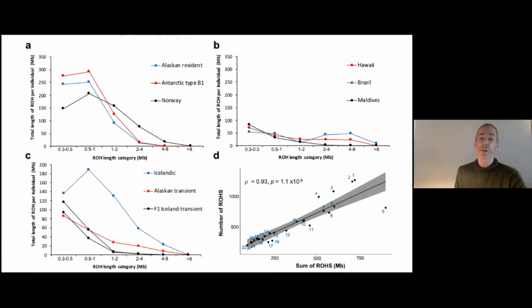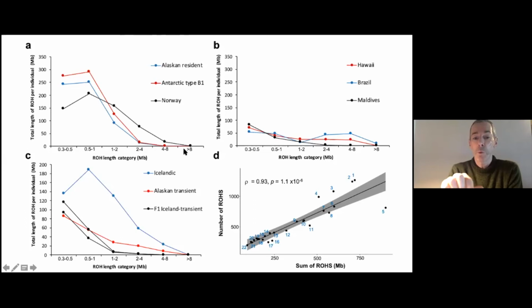Now, we also see that we talked about runs of homozygosity earlier with the stickleback. Here we're looking at runs of homozygosity in these killer whales, and we see the same pattern here. What we see in here is different lengths of these runs of homozygosity, so they've been put in length categories. So here it's 300,000 base pairs to 500,000 base pairs, and so on.